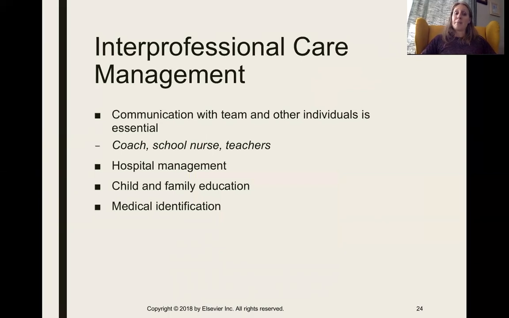This is a big change in a child's life to be diagnosed with type 1 diabetes, and in the entire family's life. So there's going to be a major element of interprofessional care management that occurs. Everybody's going to be involved. So the teacher at school is going to need to know this. The parents are going to want a direct communication with that teacher.